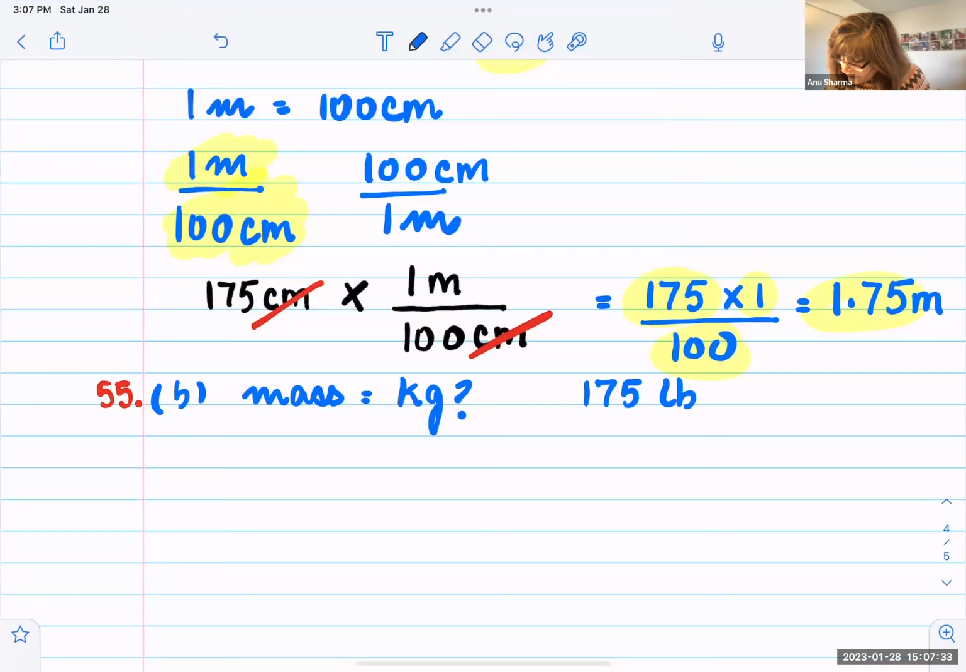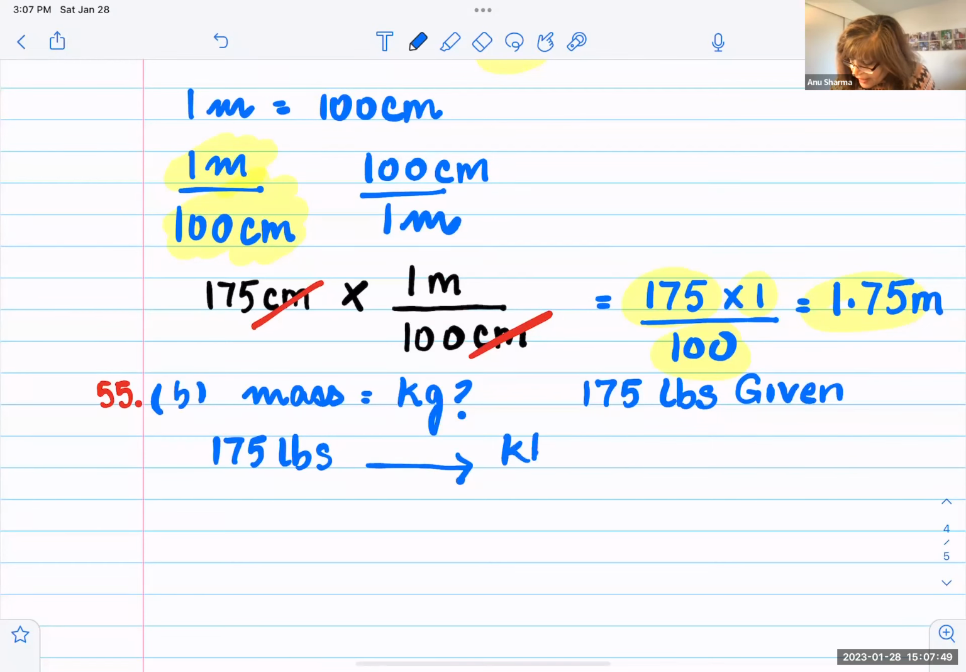Okay, so you are given 175 pounds, and you need to convert it into kilograms. So 175 pounds, convert that to kilograms. Is there a direct relationship between the pounds and the kilograms? No. So first convert the pounds to some common unit, in this case grams, and then convert the grams to kilograms.